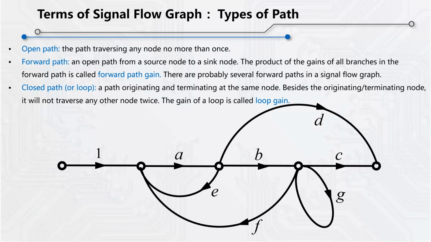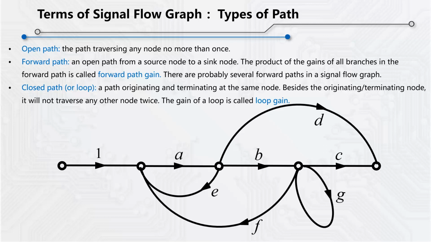The first one is open path. It's a path that traverses any node no more than once, just like the path we saw before. Especially, an open path from the source node to the sink node is called forward path. Accordingly, the product of gains of all branches in the forward path is called forward path gain. In a signal flow graph, there are probably several forward paths. For example, in addition to this forward path, there is another forward path, which is also an open path from the source to the sink.